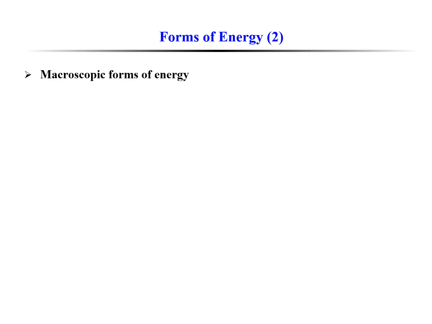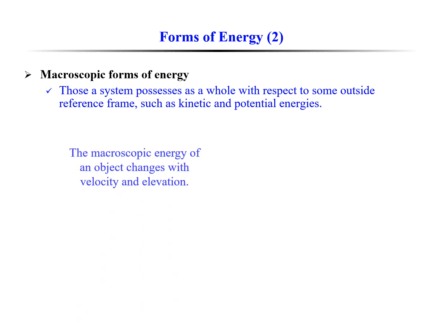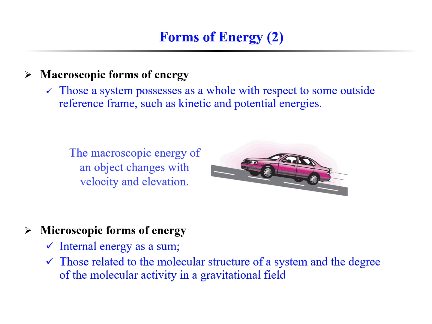We can consider both kinetic and potential energy as macroscopic forms of energy. The macroscopic energy is the energy a system possesses as a whole with respect to some reference frame outside. It changes with the system's velocity and elevation. For example, a car with a certain speed and elevation. On the other hand, there are microscopic forms of energy, and the sum of such energy is called internal energy. Basically, the microscopic energy is energy related to the molecular structure of the system and the degree of the molecular activity.